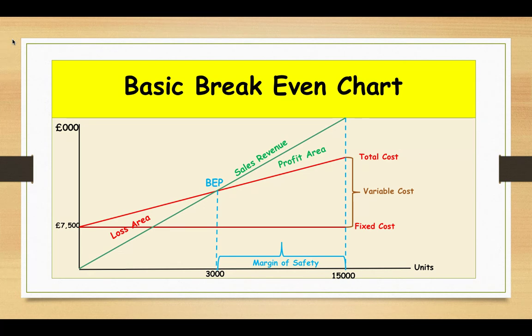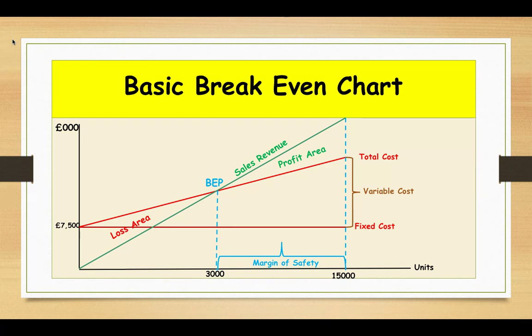But if you look at the graph, the company is planning to sell maximum 15,000 units. So any number of units the company is selling beyond 3,000, the company is going to make profit. The margin of safety is the difference between the maximum number of units the company is going to sell, take away the break-even point. So in this graph, it's 12,000 units.